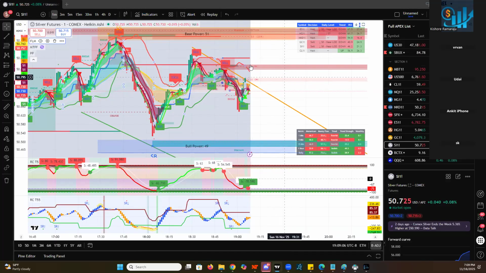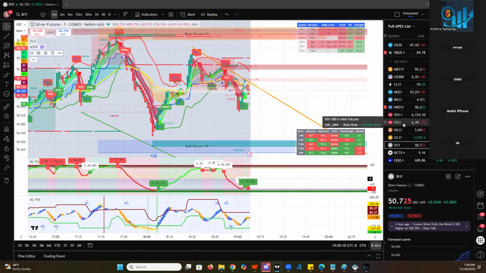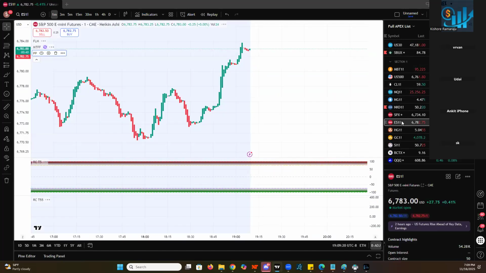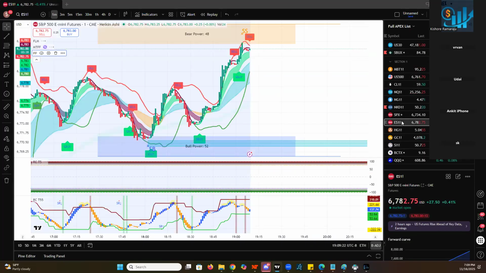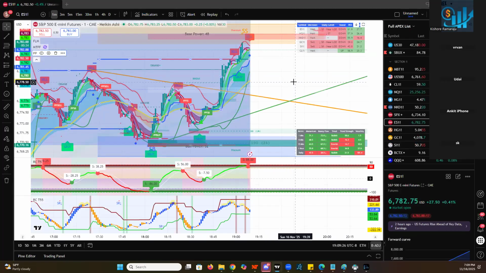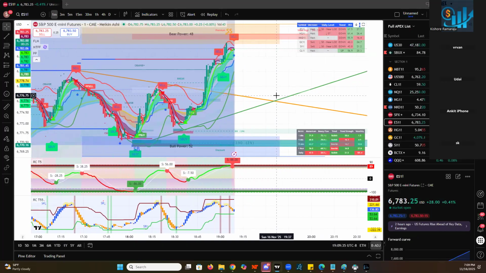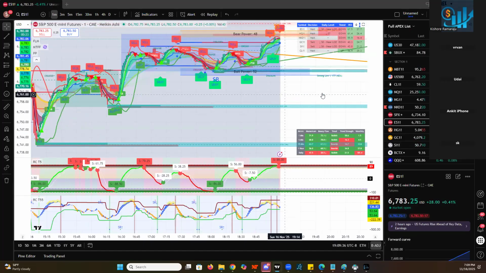Just give me a minute. Okay. Now go to something like ES or NQ. No, it's not giving me the levels. Can you hide price pulse?